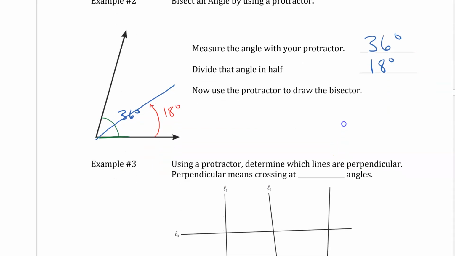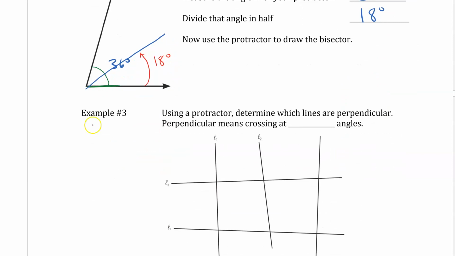All right. Example number 3 is about practicing using your protractor. Using a protractor, determine which lines are perpendicular. Perpendicular means that when they intersect, they make right angles. So you're going to measure all the intersections. Like measure here, here, here, here, and see which ones are 90 degrees. I think you can probably eyeball it yourself. I think the answer is that this one here is 90 degrees, and everything else isn't quite 90 degrees.